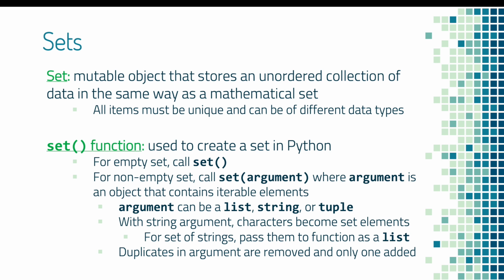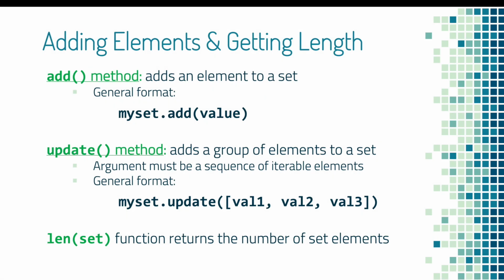That means if you add A multiple times within the arguments, it'll only bring back a set with the letter A in it once. If you want to add elements to a set, you can do my set, whatever your set name is, .add, and add the value. If you do .update, it'll add a group of elements to a set. So if you have a list of values, you can do .update and it'll add them all to your set. You can also get the length of a set by using the len function. An important thing to note is that if you do .add or .update and the value already exists, it does not add it, it just ignores it because it already exists in the set.